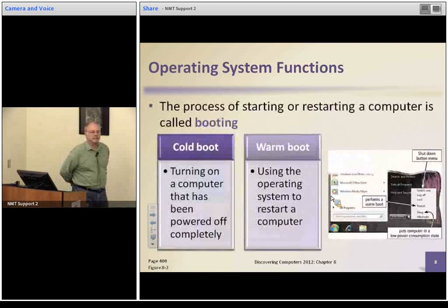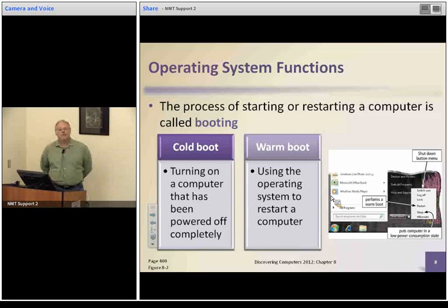So starting the system, how does that happen? You'd think this would be pretty obvious. Well, if you really think about it, the computer I showed you earlier didn't have any power in it, so it obviously couldn't do anything. But when you turn on a computer, when you plug it in, when the power starts, what do you think has to happen?